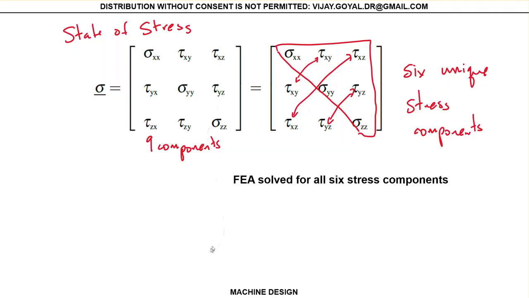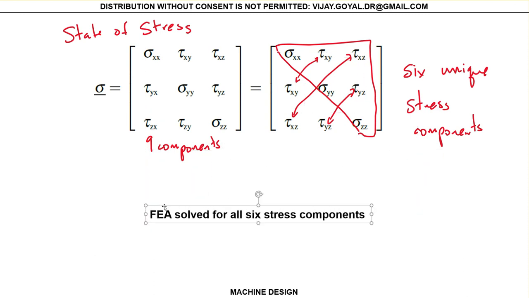Now, maybe some of the stresses are 0, but that doesn't mean that they don't exist. They exist. They have a value of 0. So that's why if you have the experience of doing finite element analysis, you can see that it will always give you 6 stress components, so they will give the option for that.